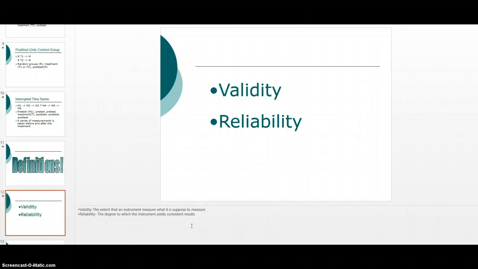So I always think of this as a scale to measure weight. The scale is valid if it actually measures weight instead of measuring something like confidence or something else. Scales are supposed to measure weight, and so it is valid. It's an instrument that measures what it's supposed to measure.